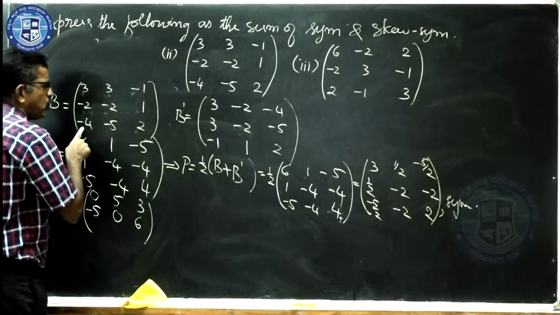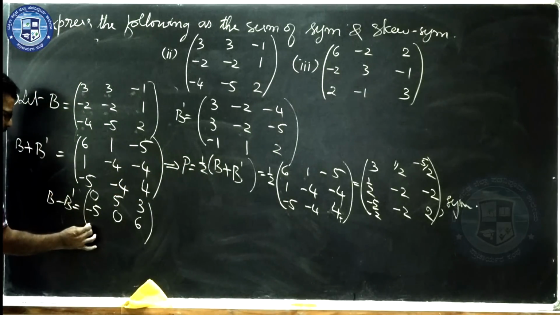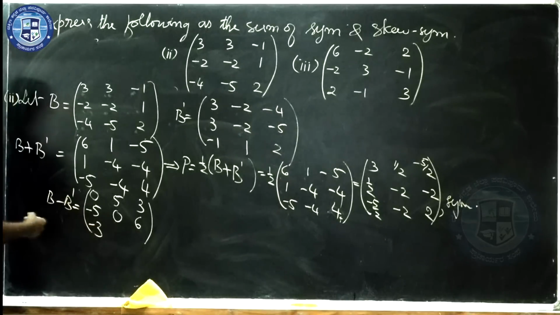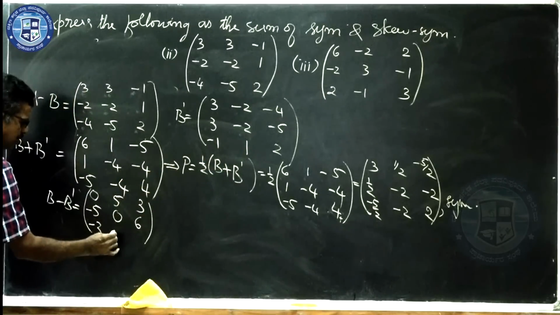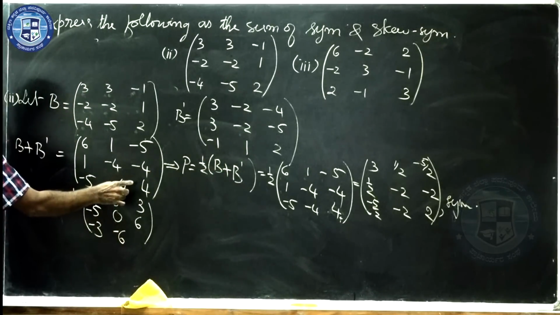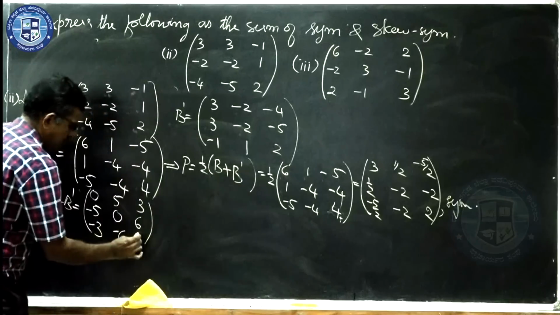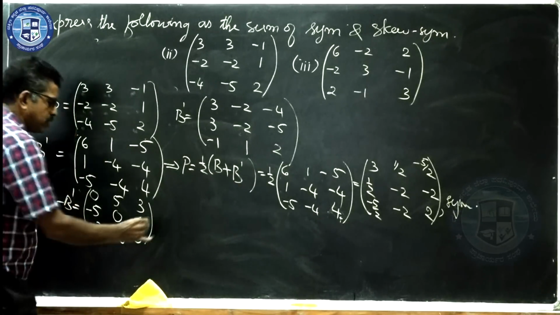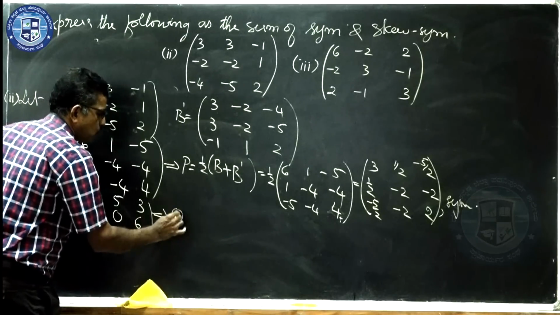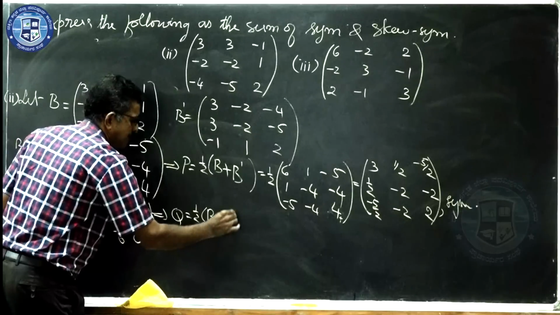Next, minus 4 minus of minus 1, it is minus 3. Minus 5 minus of 1, it is minus 6. What is 2 minus of 2? It is 0. So, this will be B minus B dash. Now, please tell me what is Q here? Q is half of B minus B dash.